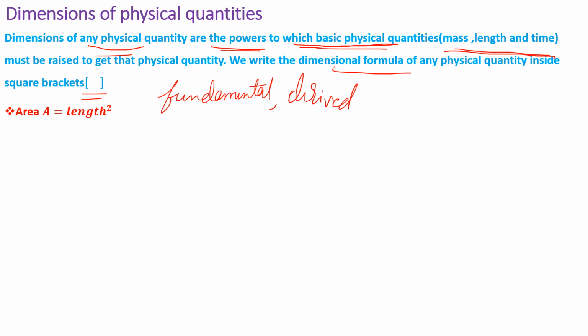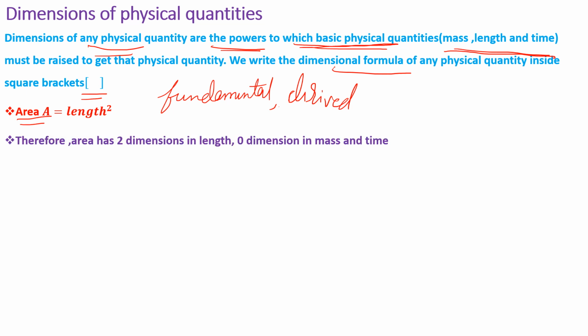What is the formula for area? Area is length square. Square of the length is nothing but area. That means area is a derived physical quantity which can be derived by raising the power of length to 2. Are you getting the concept? Therefore, what we can say is area has two dimensions in length. That is called two dimensions in length.